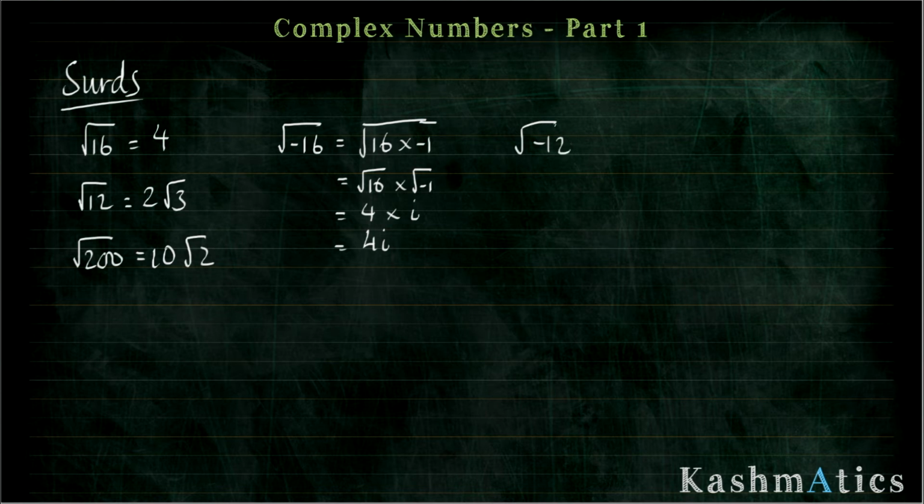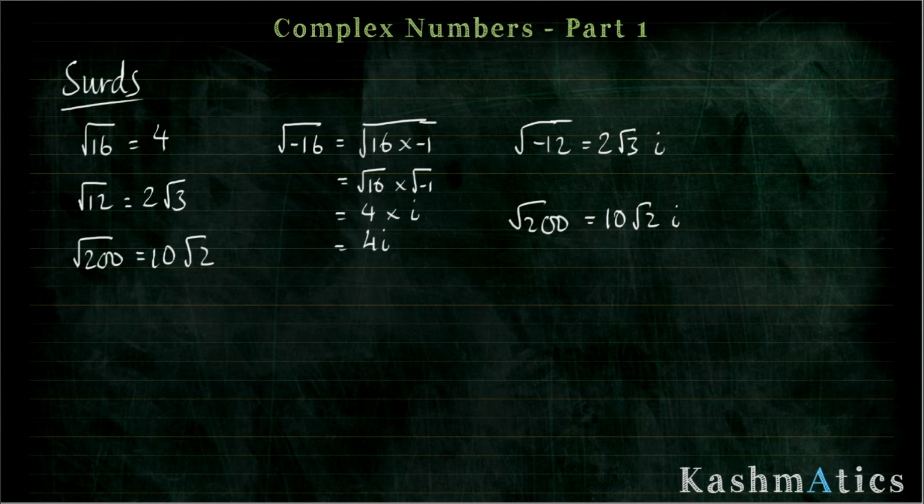The square root of minus 12 would be 2 root 3i, and the square root of 200 would equal 10 root 2i. So the way you simplify these square roots of negative numbers is exactly the same as you do with a normal surd, the only difference being you hook an i on the end. But just make sure when you are writing your i, you're careful about how you write it.